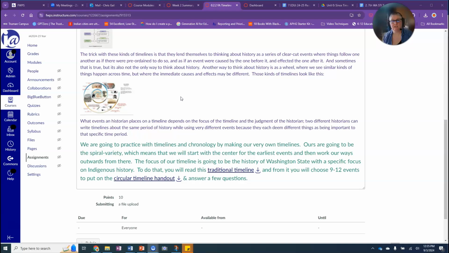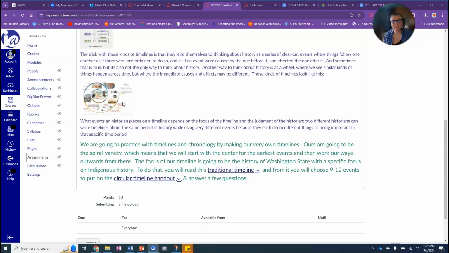The thing we often don't teach you about history is that it's a lot of judgment about what does and doesn't matter. So we're going to practice with timelines and chronology, and we're going to do that by making our very own timelines. Ours are going to be the spiral variety, like this one right here, which means that we're going to start at the center with the earliest events and then work our way outwards from there. As you're going out and around your spiral, the events are moving forward in time. The closer an event is to today, the closer it should be to the edge of your timeline.